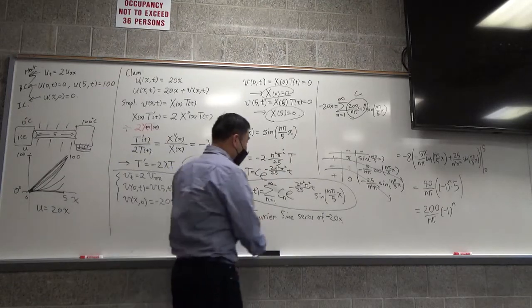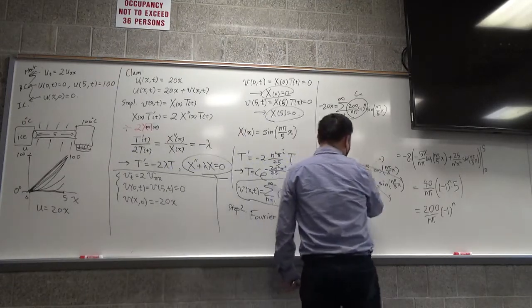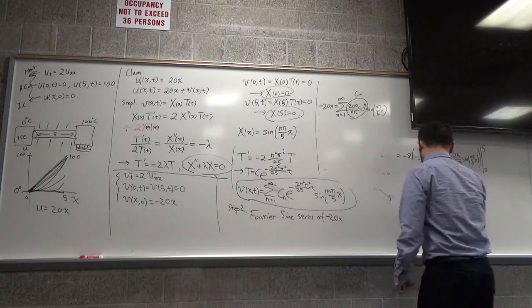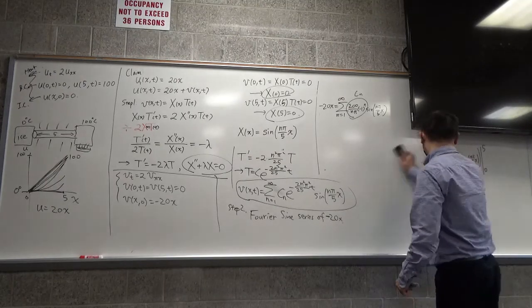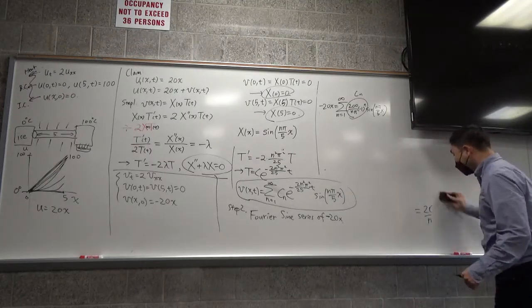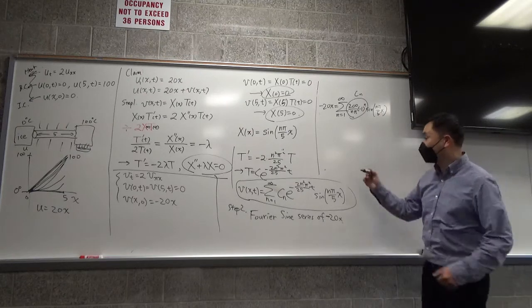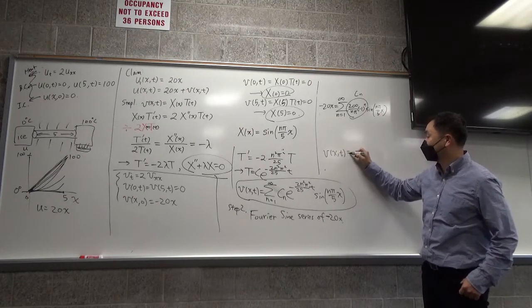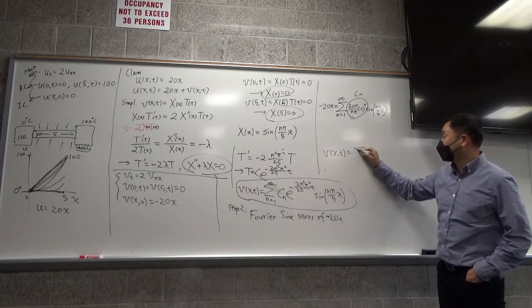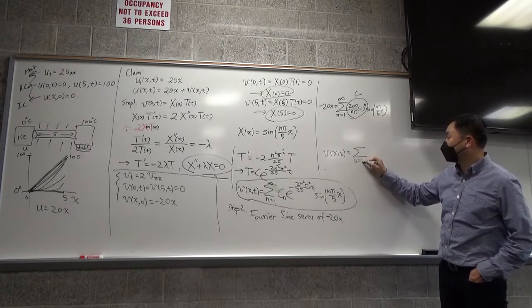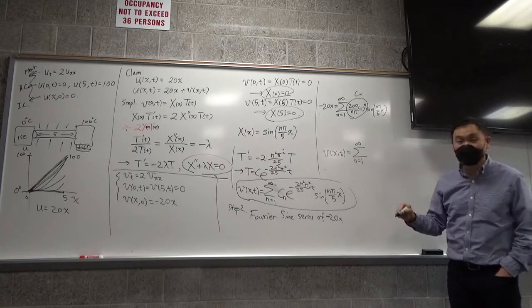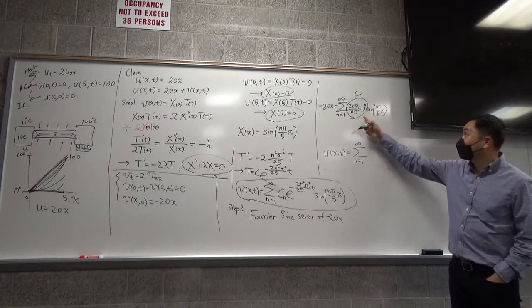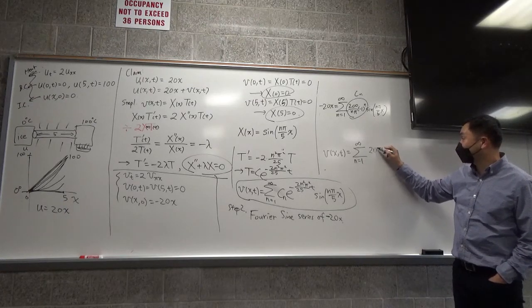And therefore, we can write down the full answer. Since I figured out what the Cn's are, we can write down the full answer for V of x, t. So what did we get for V of x, t? The answer for V of x, t is the sum from n equals 1 through infinity. What do you do? This is the Cn, right? Plug in the Cn.